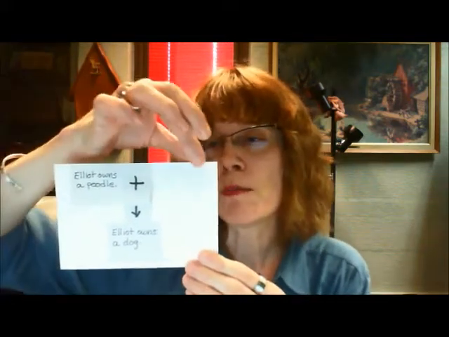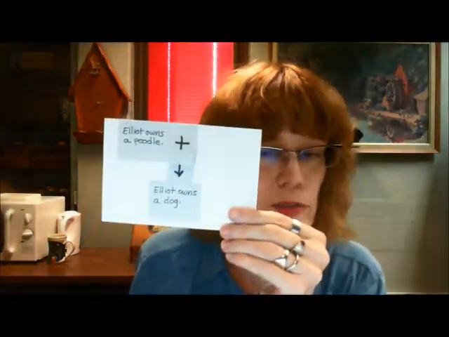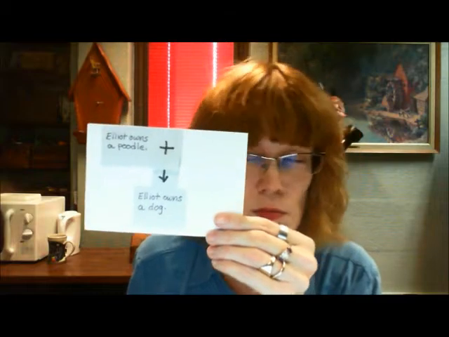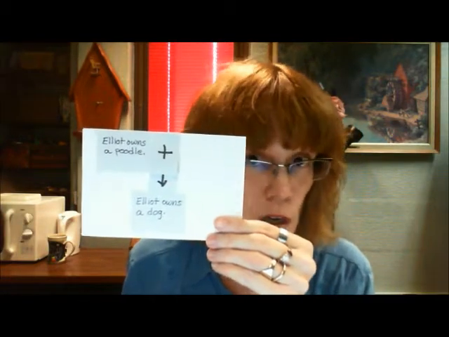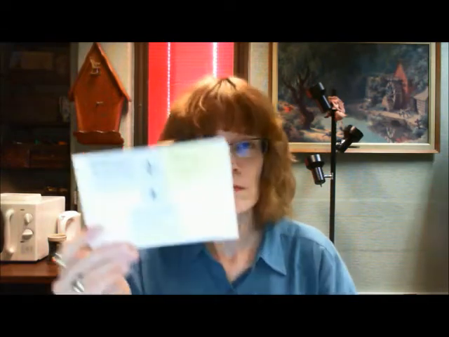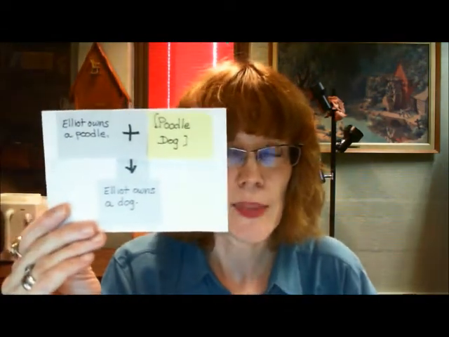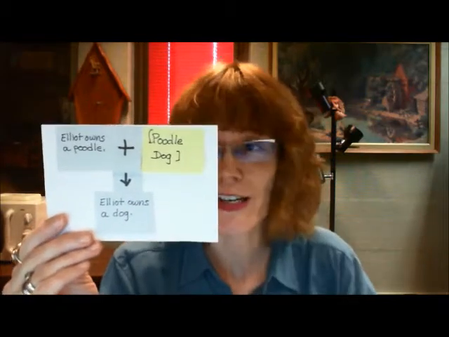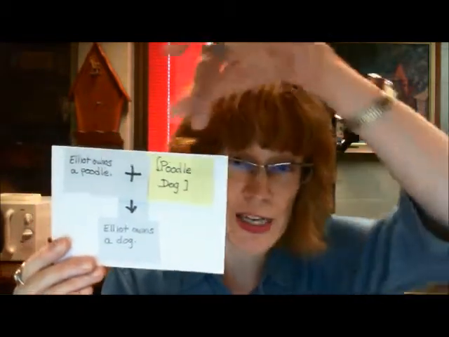So we know that the missing premise has to be composed of the leftover bits. Well, what's left over from the top? Poodle. What's left over from the bottom? Dog. If we put those together, we get poodle dog. Okay, that's kind of phase one, just identifying what concepts are going to need to go in this thing.